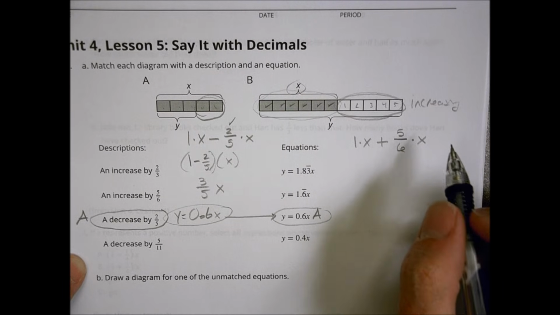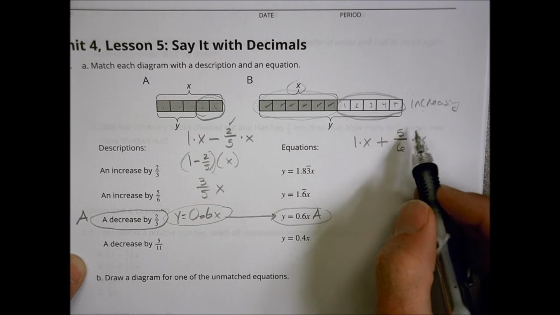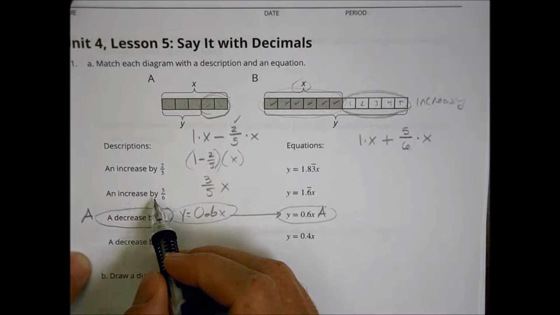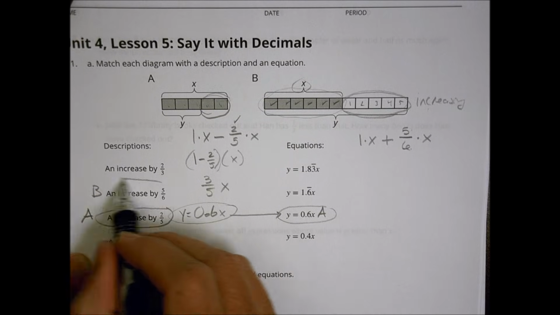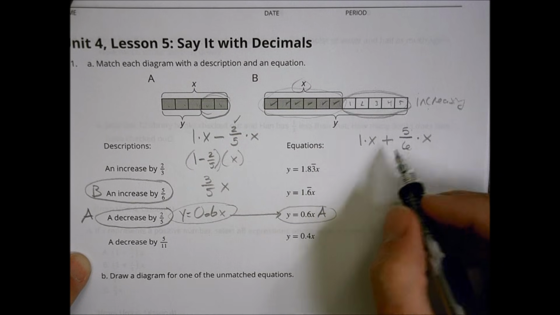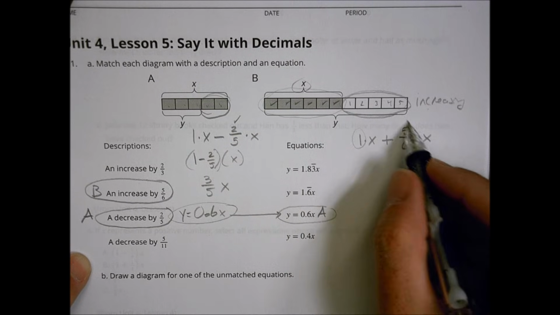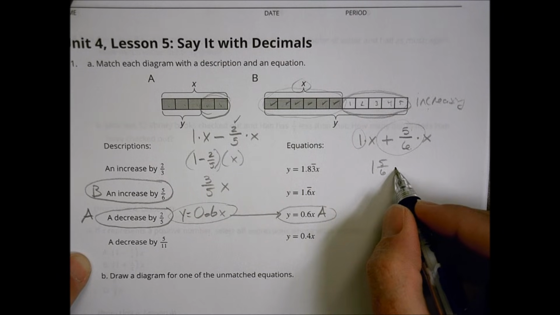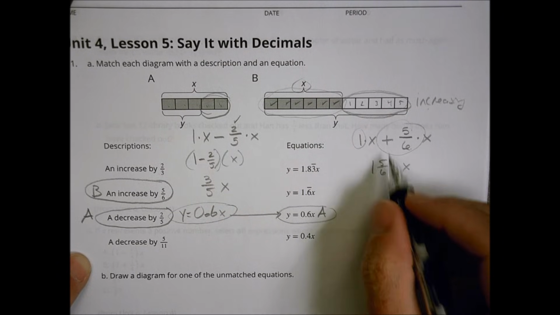So this is going to be an increase of 5 out of 6. So we can come back over here to our descriptions and say this is going to be B, an increase by 5/6. Now for the equation part, we can combine things. 1 plus 5/6 is 1 5/6 times x.